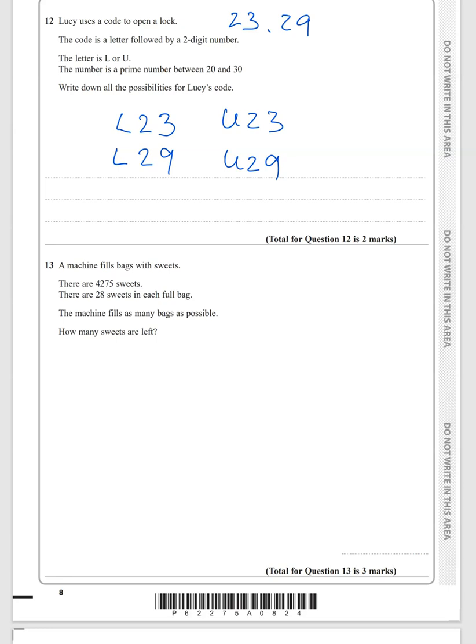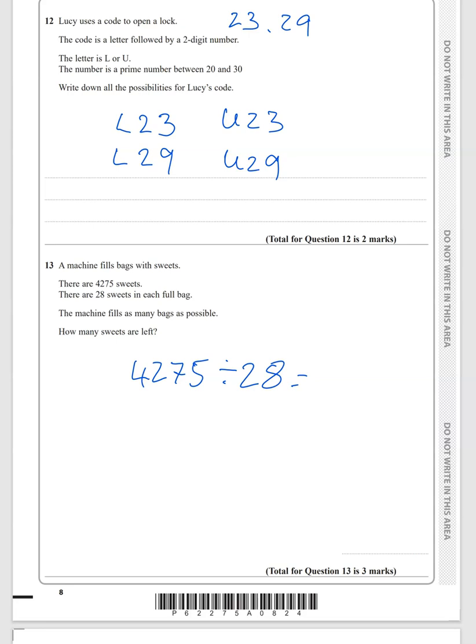A machine, so question 13, a machine fills bags with sweets. There are 4,275 sweets. There are 28 sweets in each bag. The machine fills as many bags as possible. How many sweets are left? Right, so let's do 4,275 divided by 28. So how many bags can it actually fill?